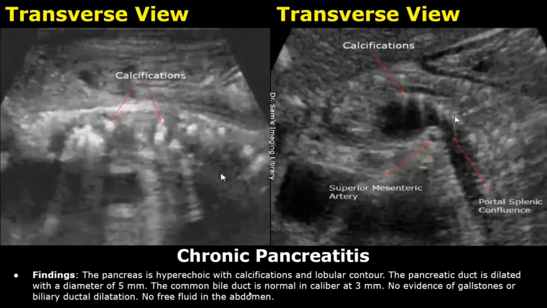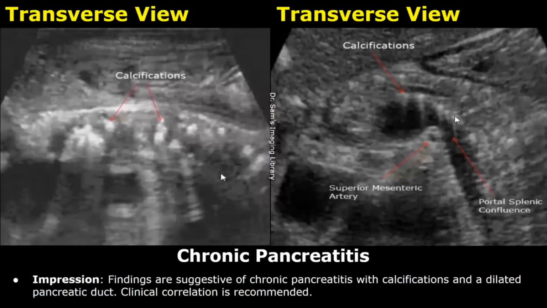After writing these statements, you can write about the CBD and comment on gallstones or biliary ductal dilatation. And in the end, you can write about free fluid in the abdomen. In the impression, you can write findings are suggestive of chronic pancreatitis with calcifications and a dilated pancreatic duct, if the pancreatic duct is dilated. And in the end, you can write clinical correlation is recommended.